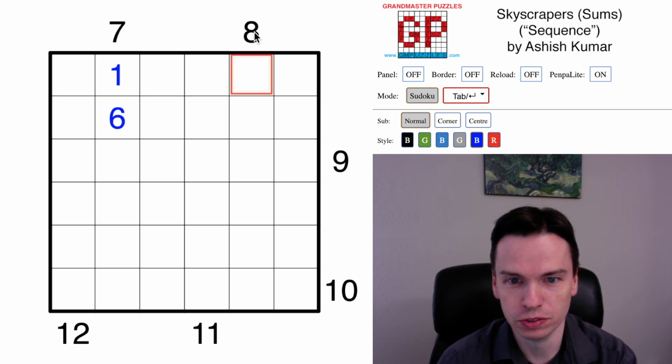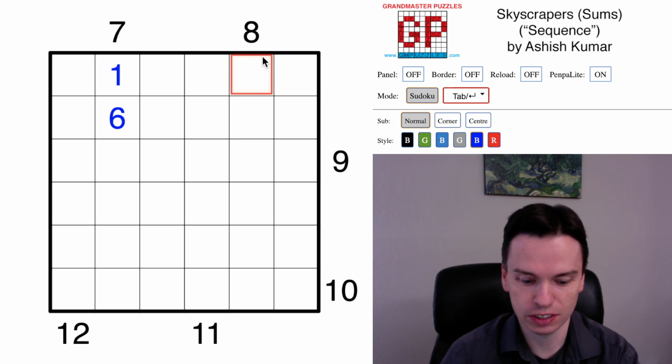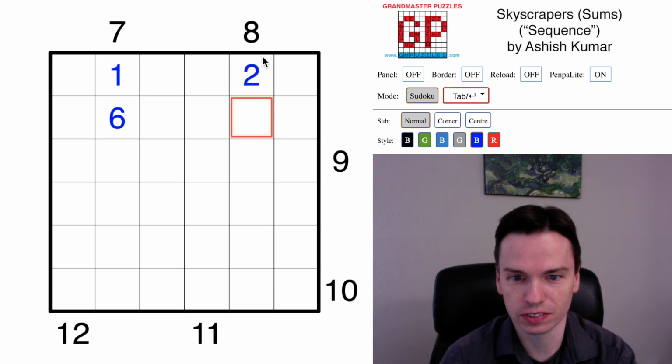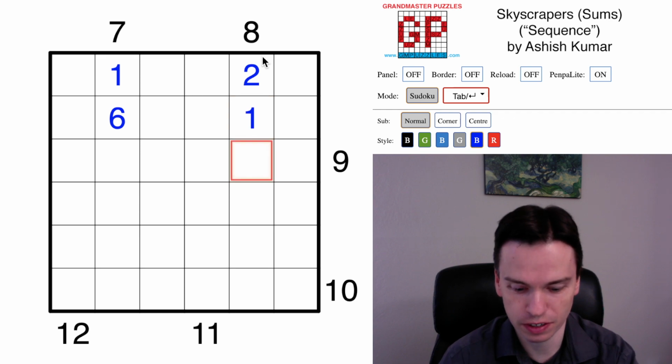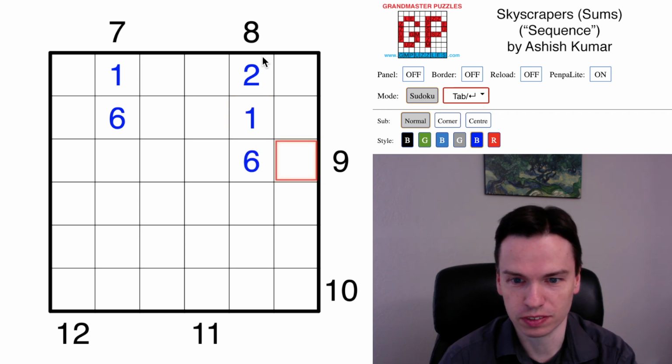8 has to have a 2 with a 6. Again, 6 is always seen, so 2 is here. 6 can't go in the cell, so it's got to hide a building. The only building it can hide is a 1. Puts in a 6. That actually now forces this 9, which will be 3 with 6.